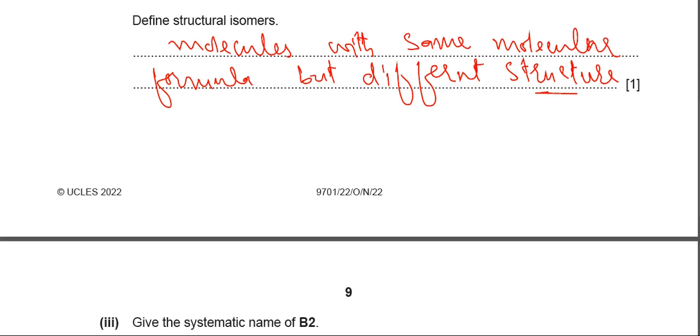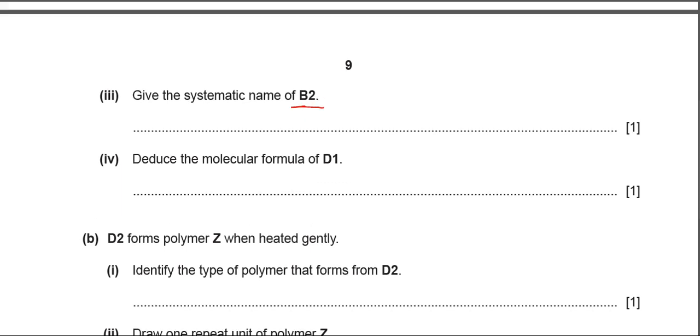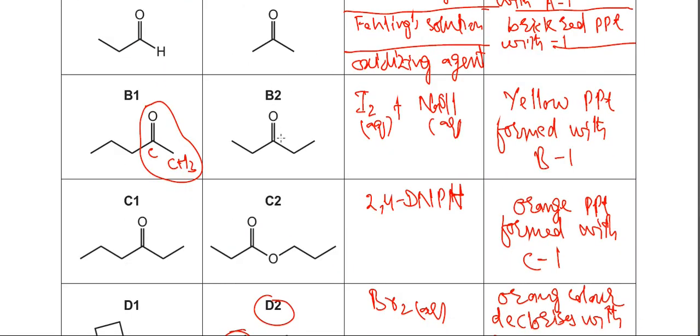Next, in the third part, he says give the systematic name of B2. So we have to proceed back to see where is B2. This is B2, and we can say it is a ketone. How many carbon atoms are there? 1, 2, 3, 4, 5. As this ketone group is exactly at carbon 3, whether I assign numbering from the right hand side or from the left hand side, it still stays at carbon number 3.